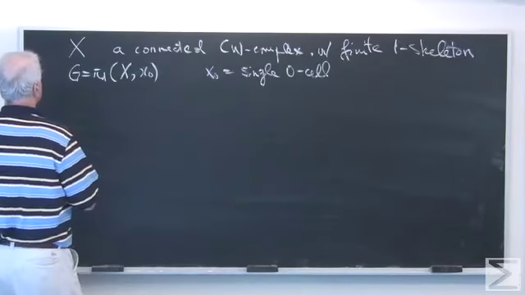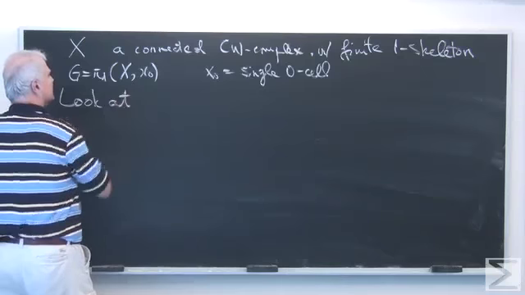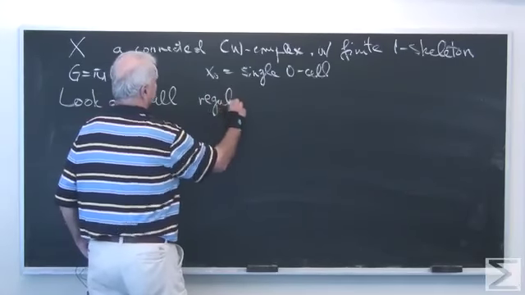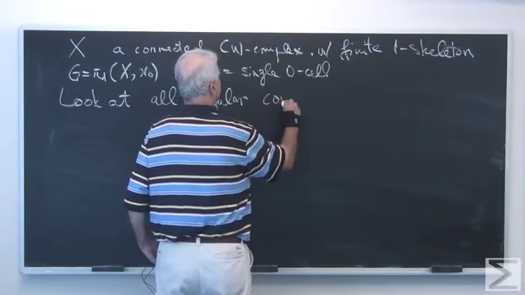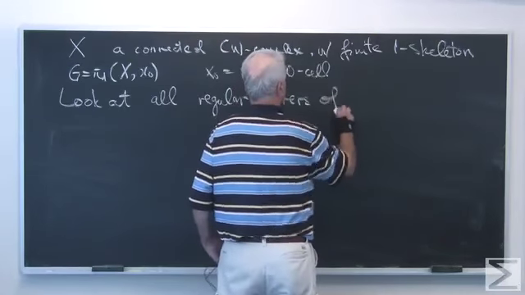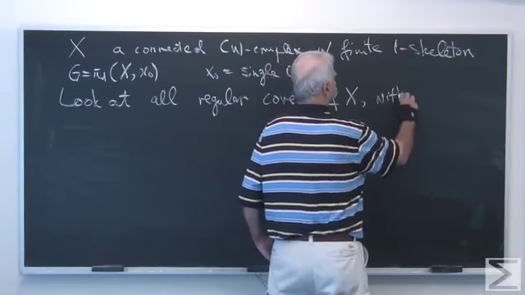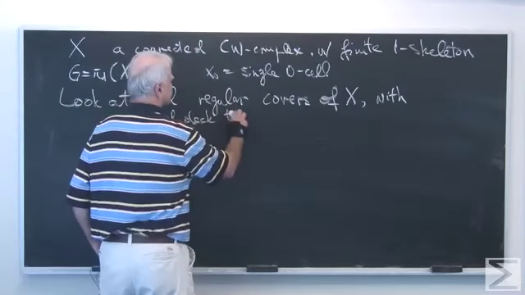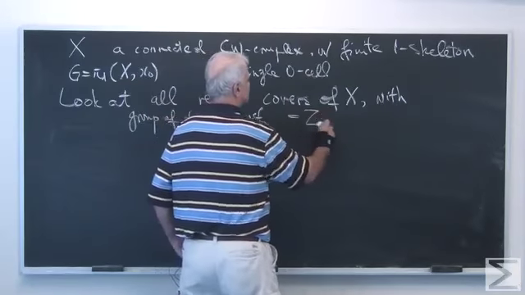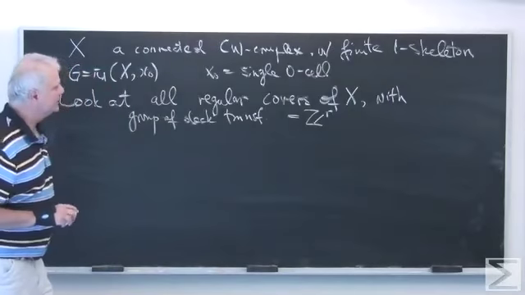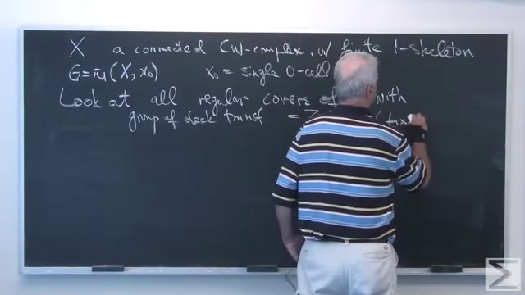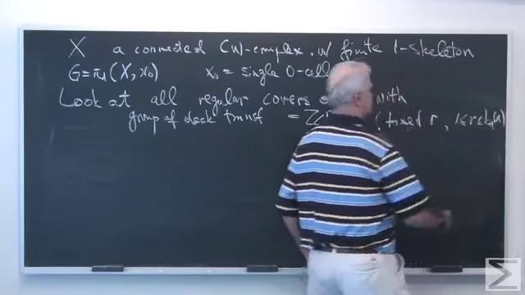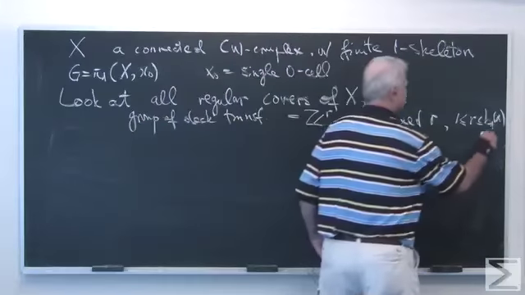And we will look at all, say, regular Galois covers of X with group of deck transformations equal to Z to the r, for some fixed r. To have such covers, the r has to be at most b1 of X, which I will always denote by n.